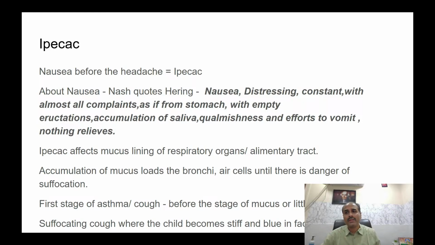Then he goes further and describes the nausea before the headache. He describes that ipecac is no doubt a remedy for all the types of nausea, fermented stools, looseness of bowels, etc. But ipecac can also be thought of in all the cases of headaches, especially where the nausea is the first symptom and then the headache has happened.